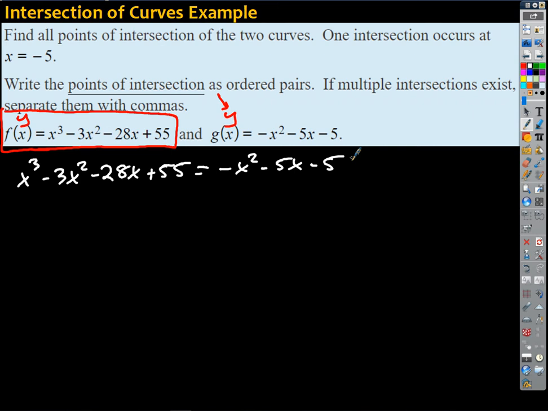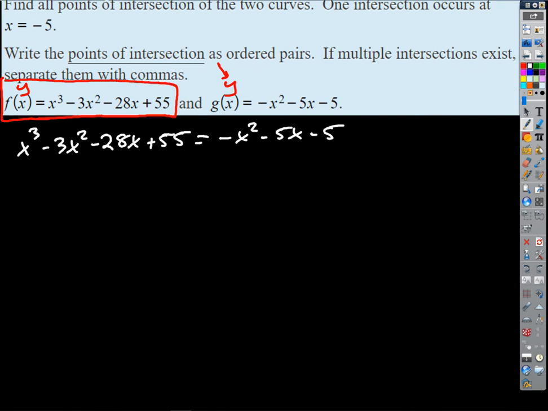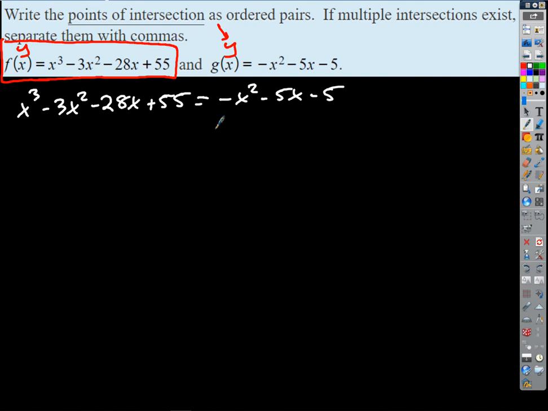Yes, we have to put it in standard form, set it equal to 0. So move everything to the left. I'm going to add an x squared, so what's that going to give me on the left side? Minus 2x squared. I'm going to add a 5x, and add a 5. So there's the function I'm trying to solve.